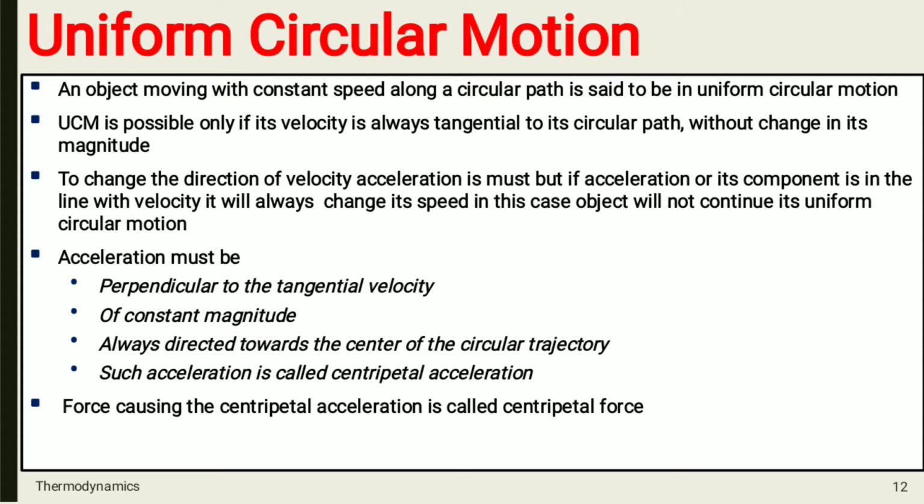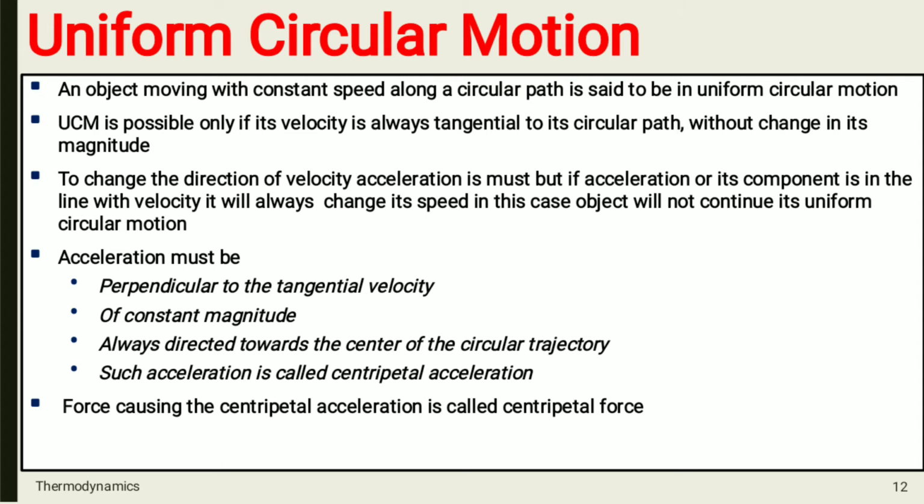Okay, if an object is changing its direction, then its direction of velocity also changes. So the velocity of an object which is moving in a circular path is always changing, but its magnitude will be the same.